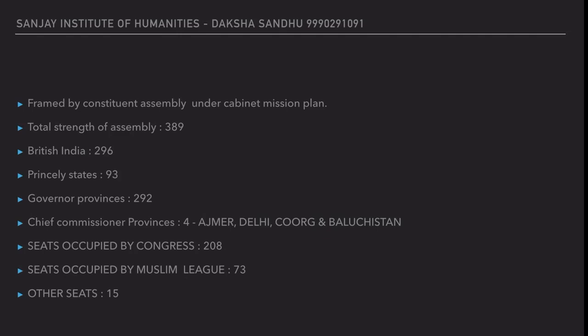Also, to add one more point here, the difference between princely states and provinces is that provinces were ruled by Britishers. They were ruled by the British government, hence they were also called British India. Princely states were those ruled by the princes, the Maharajas, the kings at that time.